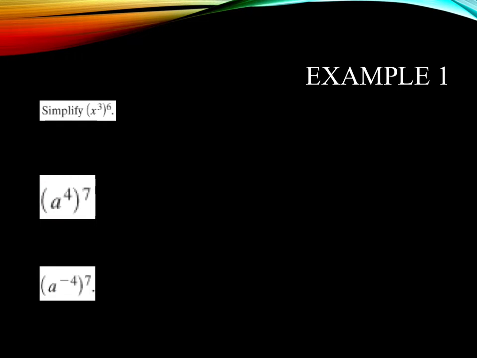For example 1, we want to simplify x to the 3rd raised to the 6th power. So this is going to become x to the 3rd times 6, because I have a power raised to a power, which you can see right here. That tells me I have to multiply my exponents, and I end up with x to the 18th. Likewise, for the next part, I have a to the 4th raised to the 7th. So again, we have a power to a power, so I multiply my exponents. So I end up with a to the 4 times 7, or a to the 28th.